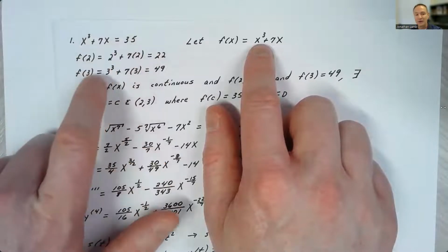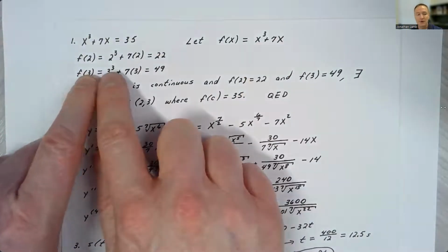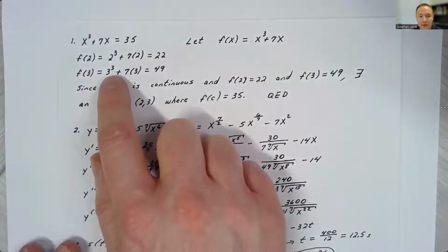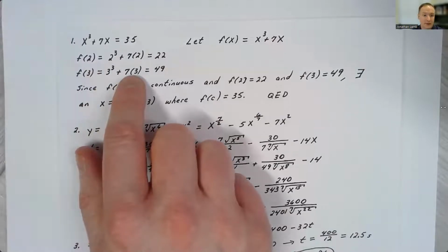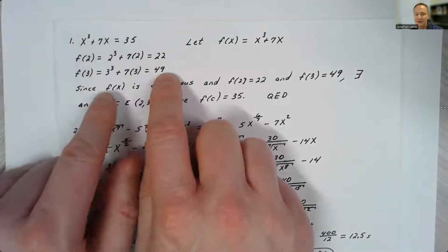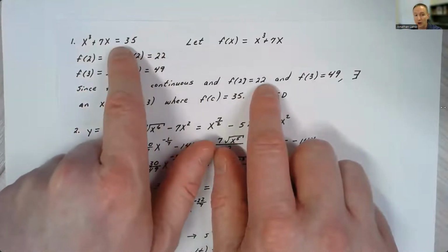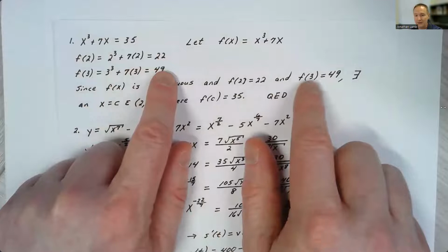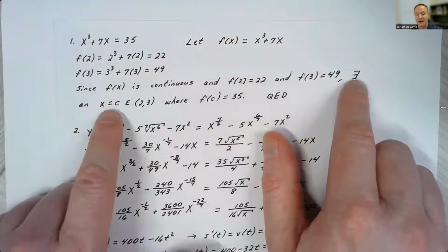Now I needed to input an x value that gave me a y value greater than 35. Well, notice all I have to do is go right up to 3. f of 3 would be 3 cubed plus 7 times 3. And then I can say, well, that's going to be 3 cubed is 27 plus 7 times 3 is 21. 21 plus 27, 49. Okay, now I know that since f of x is a continuous function, and since f of 2 gave me a y value lower than 35, and f of 3 gave me a y value greater than 35, there exists an x equals c.